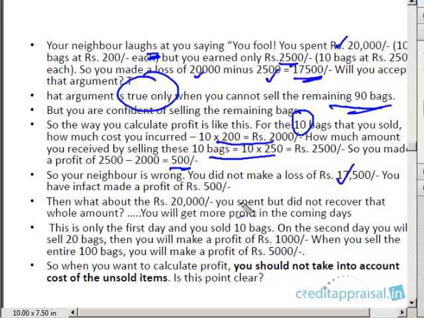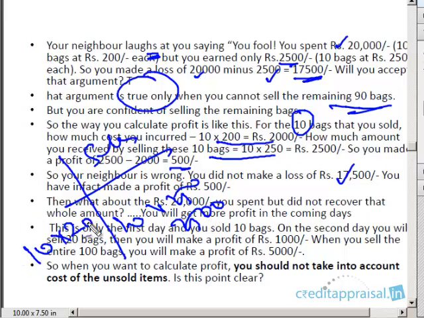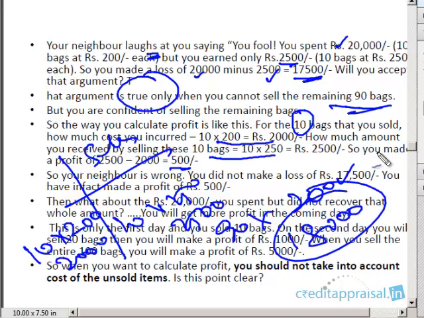So the mistake the neighbor made in calculating the loss of 17,500 was making the mismatch, right? So, okay, we are saying take the sales of 10 bags at 250, 2,500, and take the cost of 10 bags, 10 into 200, 2,000, fine. But you incurred a total cost. What about the other 90 bags, right? For 90 bags you incurred 18,000, right? So what about this 18,000? Where are you going to show this 18,000?